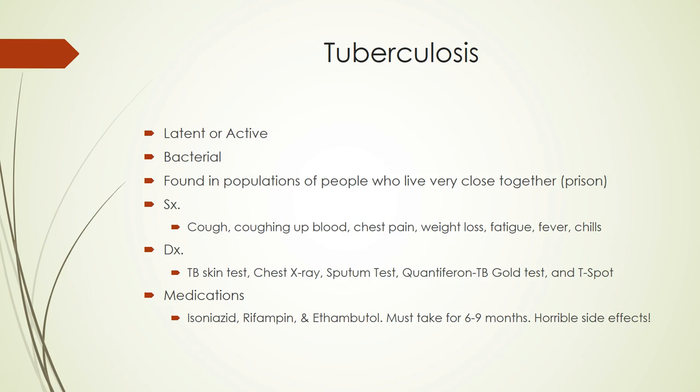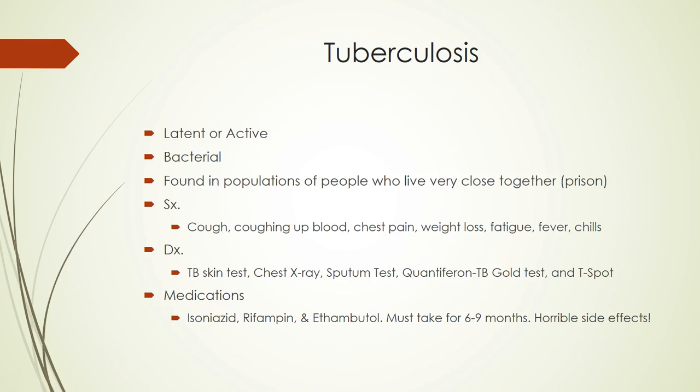Tuberculosis is bacterial. It's found in populations of people who live in very close areas, whether it be prison, college students who live in dorms, or homeless people who tend to live in a commune that's very close together, whether it be tents or boxes. It's just for people who are living in close quarters. Symptoms are a cough. They will eventually cough up blood, chest pain, weight loss, fever, fatigue, and chills.